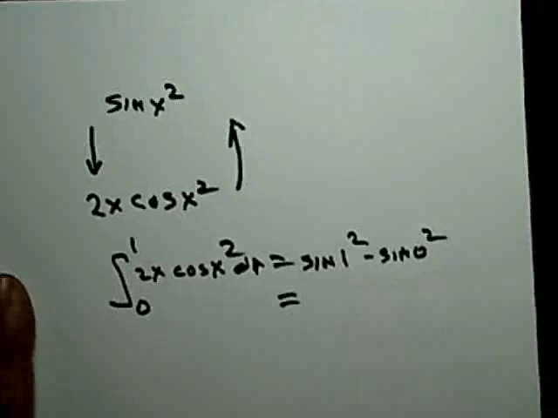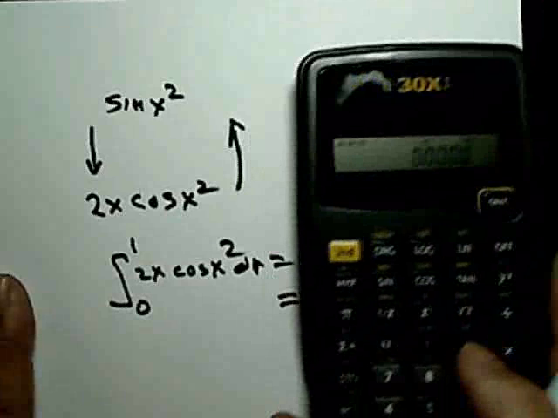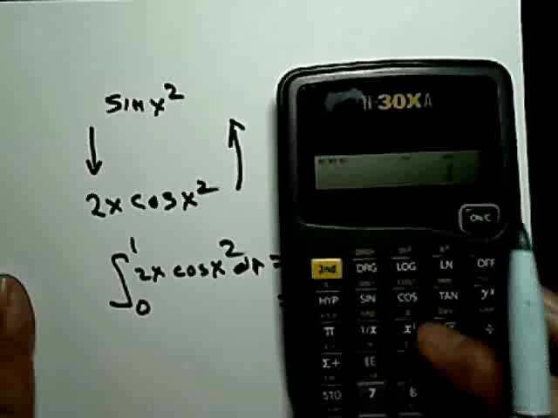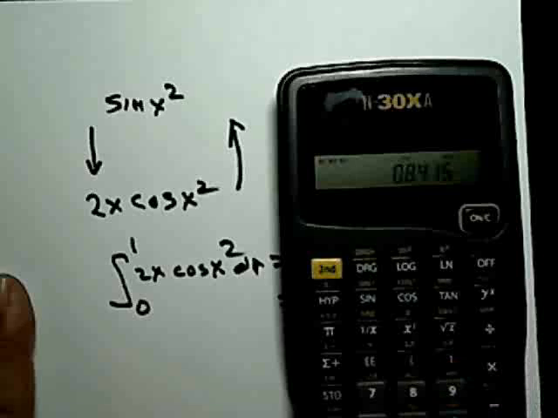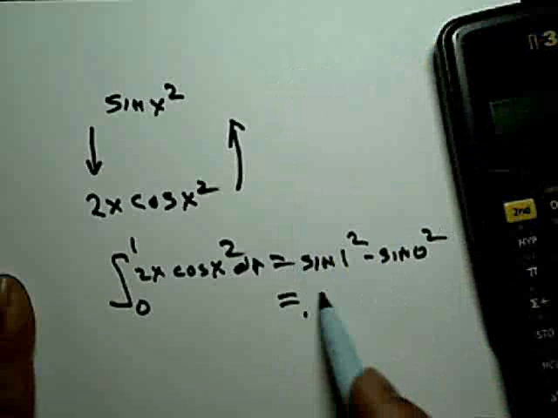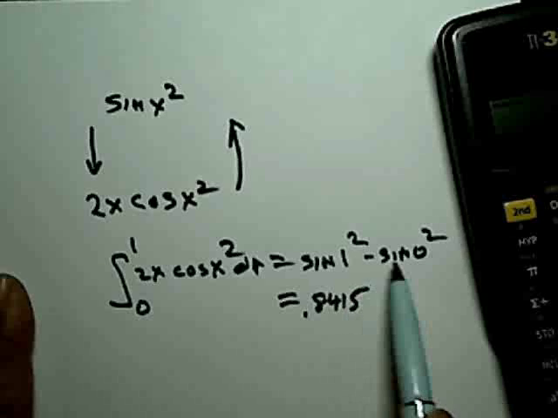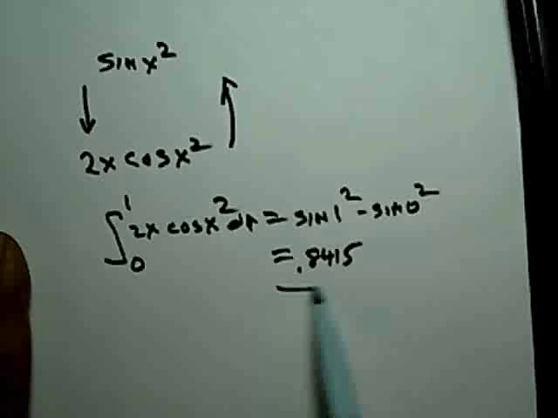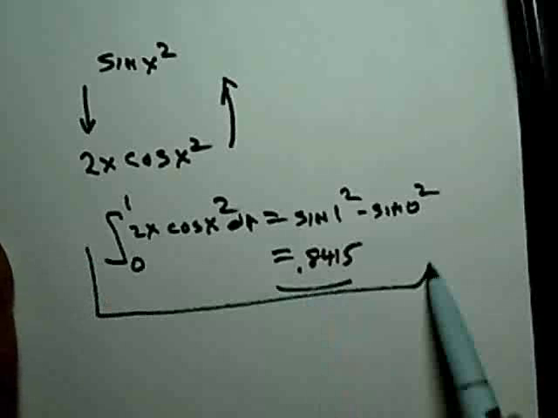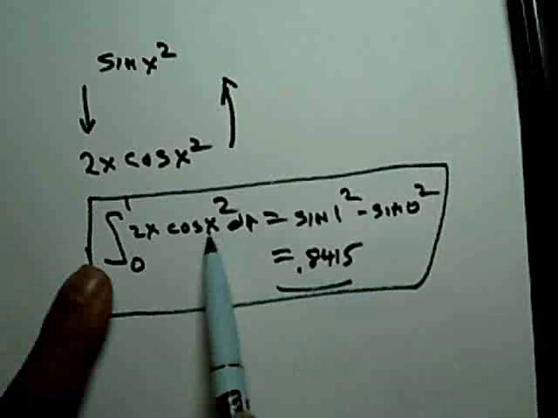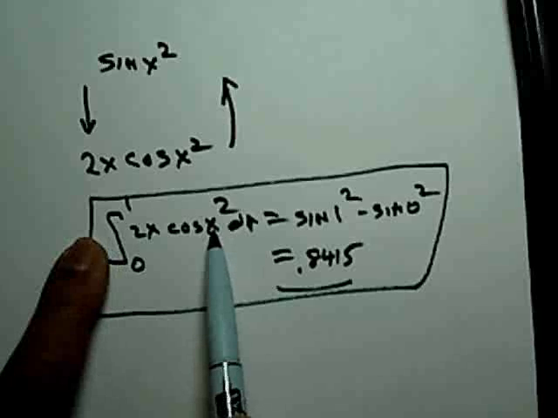And then if I go to my trig table, in my case the calculator, I'll take 1 squared, which is 1. I'll take the sine, and that is 0.8415. And then subtract sine of 0 squared, but the sine of 0 is 0, so there's the final answer. So just this quick, I was able to do this problem.